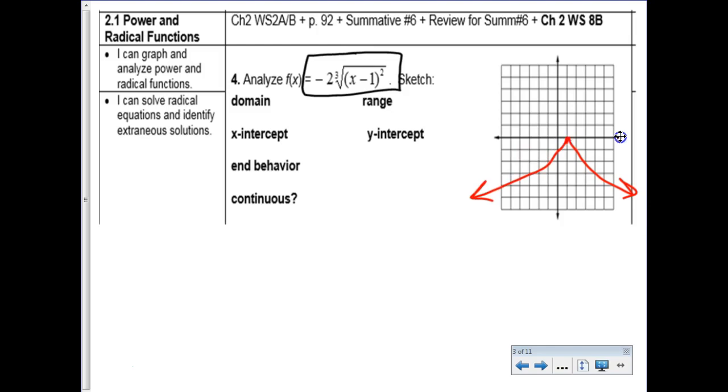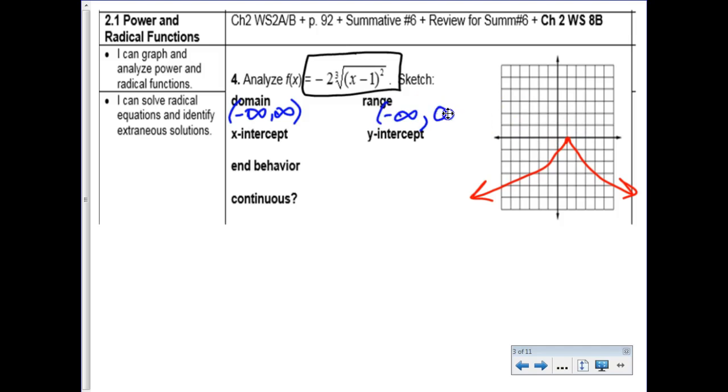Oh well. Talk to me about domain, guys. Remember, domain is from left to right. How far left and how far right is this function going? It kind of goes forever, right? So negative infinity to infinity. What about range? It starts at negative infinity, and it stops at y equals 0.